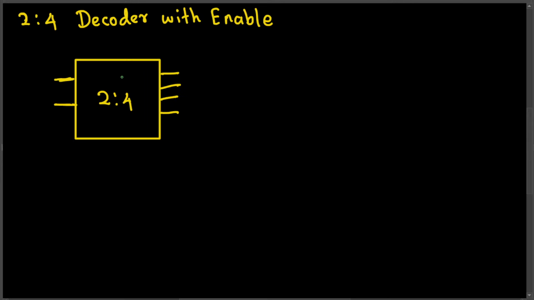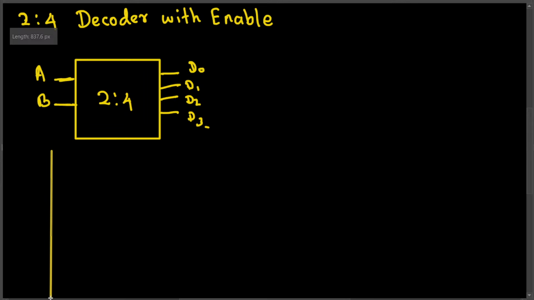So let's say this is a 2x4 decoder we have, and the inputs are A and B, and the outputs are D0, D1, D2, and D3. And if we draw the logic gate diagram for this, if you don't know how they derived the logic gate diagram, you can watch my previous video. I have gone through the steps of deriving the truth table and then drawing it. But here I'm just going to draw it directly because I want to explain the logic gate with an enable line on it. That's the purpose of this video.